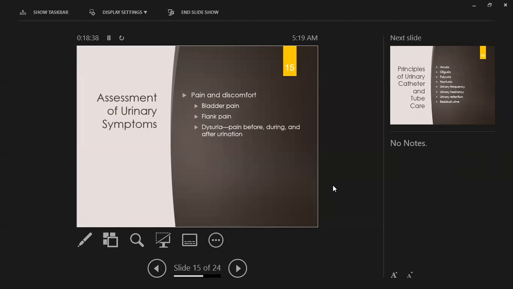Assessment of urinary symptoms. If there's pain and discomfort, we want to assess where that pain is coming from. So, is it a bladder pain, which would be more of a lower abdominal pain, cramping potentially? Or is it a flank pain, which is down the sides of the abdomen, more indicative of renal issues like a stone or a renal infection, right? Kidney infection. Dysuria is pain before, during, or after urination. So this is actually pain during the urination process.